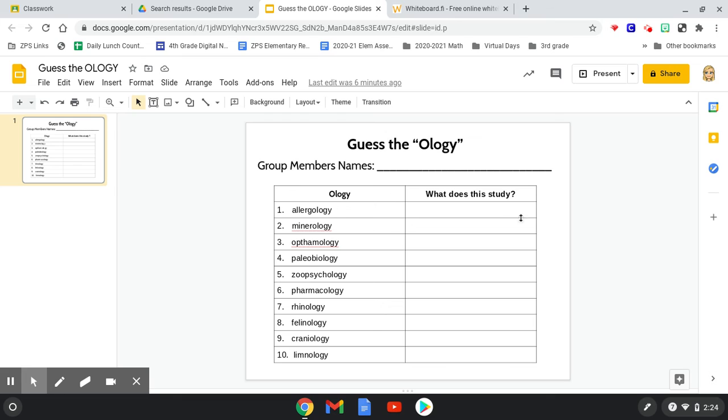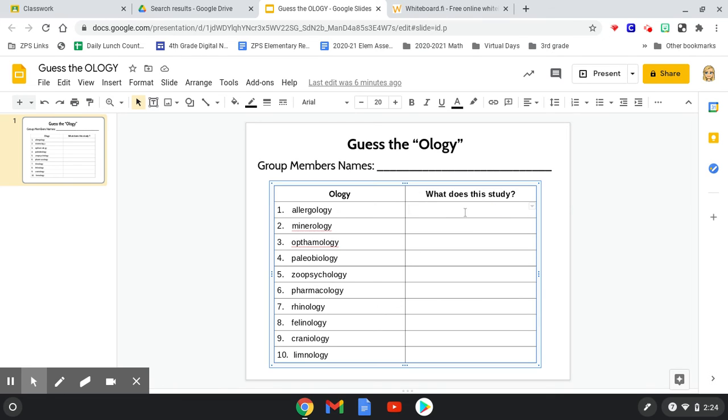Here's the answers. An allergologist studies allergies. Mineralogy, or a mineralogist, studies minerals. Number 3, you've probably visited this type of person, an ophthalmologist, or someone who studies ophthalmology, studies your eyes. So if you go to the eye doctor, you see an ophthalmologist.